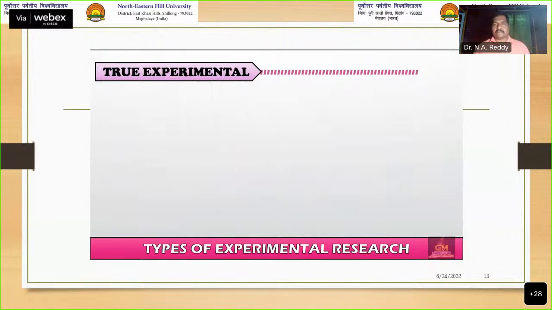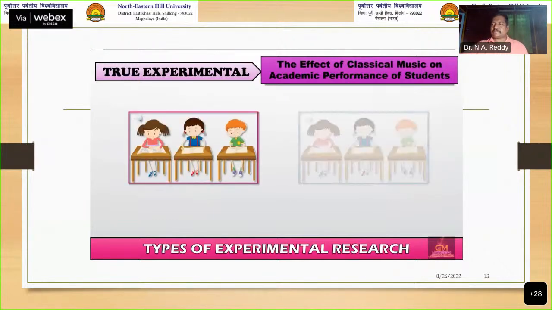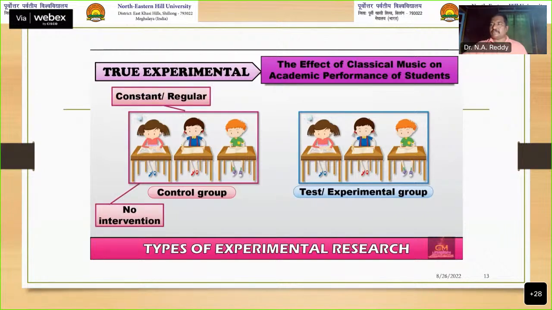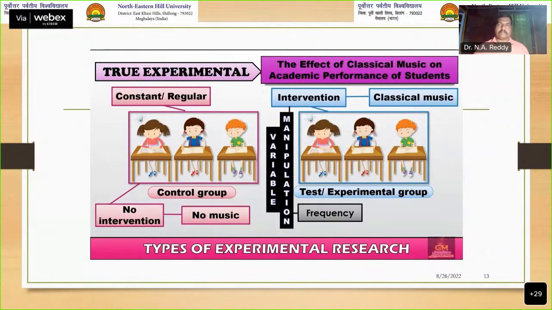Let's consider this example here. A researcher wants to determine the effect of classical music on the academic performance of students. As mentioned earlier, since this is true experimental research, it must have at least two groups. One would be the control group, while the other would be the test or experimental group. In the control group, everything is held constant or regular, which means there would be no intervention, so there is no music played in their classes. While in the test or experimental group, there is the presence of an intervention, which is the classical music. This intervention can further be manipulated through variable manipulation such as frequency and music volume.